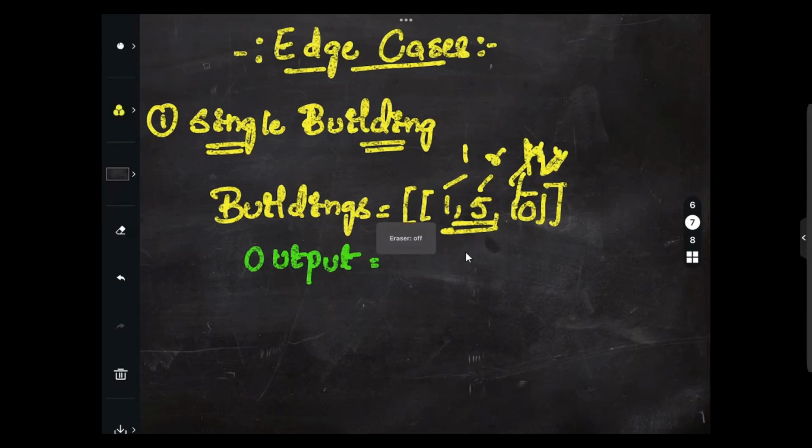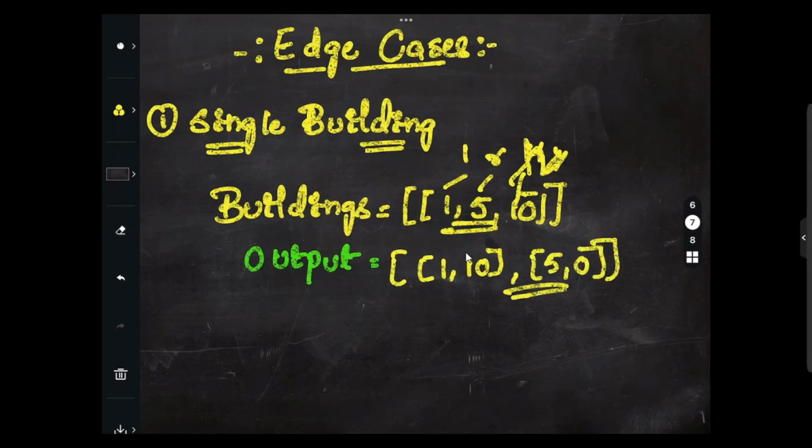Here in this case, the output will be 1 comma 10 and 5 comma 0. When I say 1 comma 10 and 5 comma 0, you can visualize it in the same way that I explained by considering example 1 for the approach, right? So this is for the single building condition.